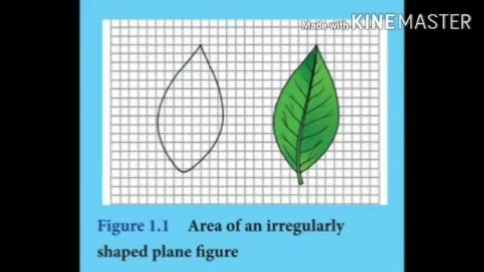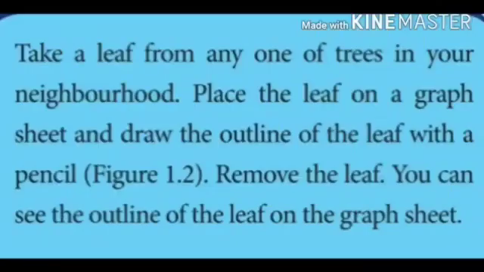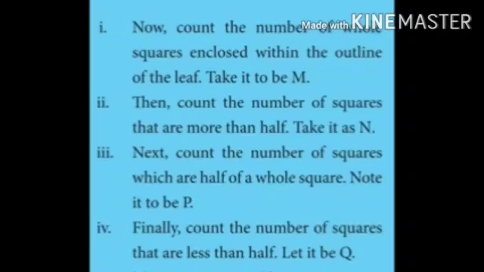Children, you try the following activity. Let's see. Take a leaf from any one of the trees. Place the leaf on a graph sheet and draw the outline of the leaf with a pencil. Remove the leaf, you can see the outline of the leaf on the graph sheet. Now count the number of whole squares enclosed within the outline of the leaf. Take it to be m.